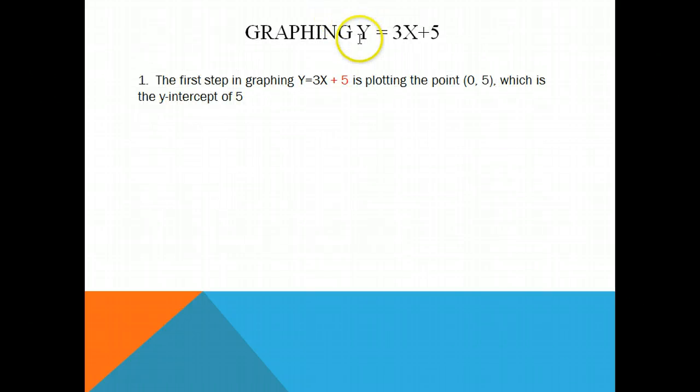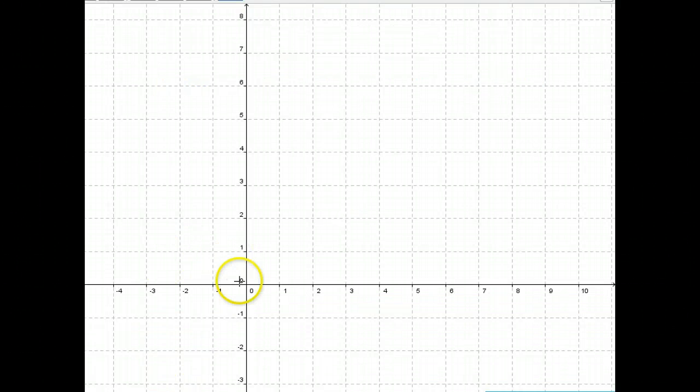To graph y equals 3x plus 5, first we look at the b, and we're going to plot it first, which is the coordinates 0, 5. So on our graph, we will start at the origin, go on the y-axis up to the 5, and plot a point.